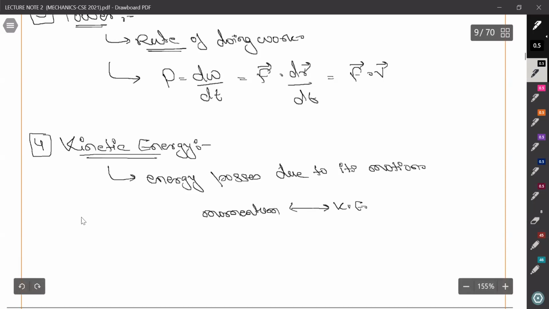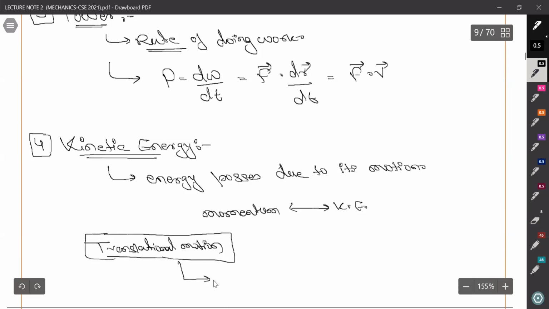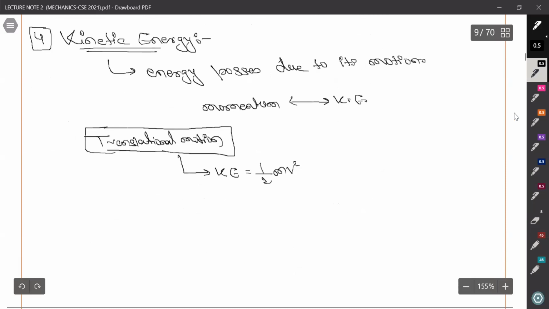So what do we mean by the kinetic energy of a particle? We are discussing translational motion only for now. If we are discussing translational motion, then kinetic energy can be written as half mv square, where v is the speed of the particle.